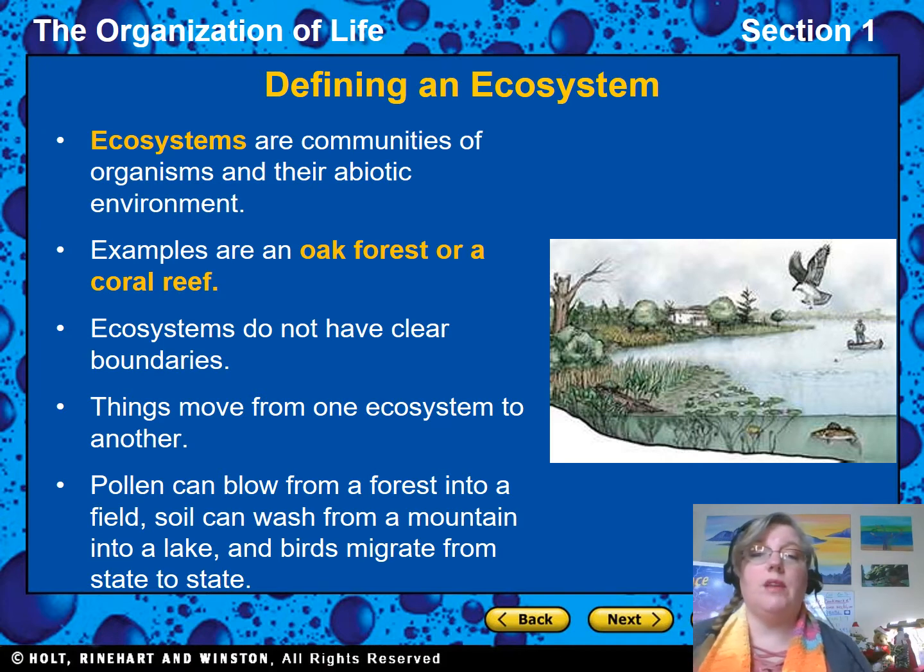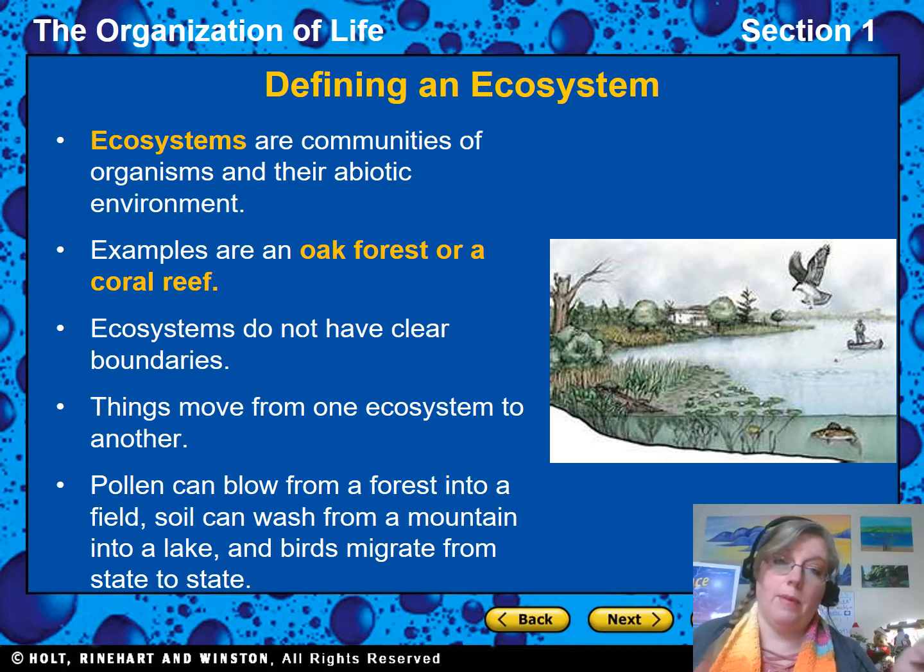But ecosystems can be almost anything. An oak forest is an ecosystem. A coral reef, like in our picture at the very beginning, is an ecosystem. You could have a mountain lake. You can even have an abandoned parking lot. As long as there's grasses and stuff growing there, that can be an ecosystem.